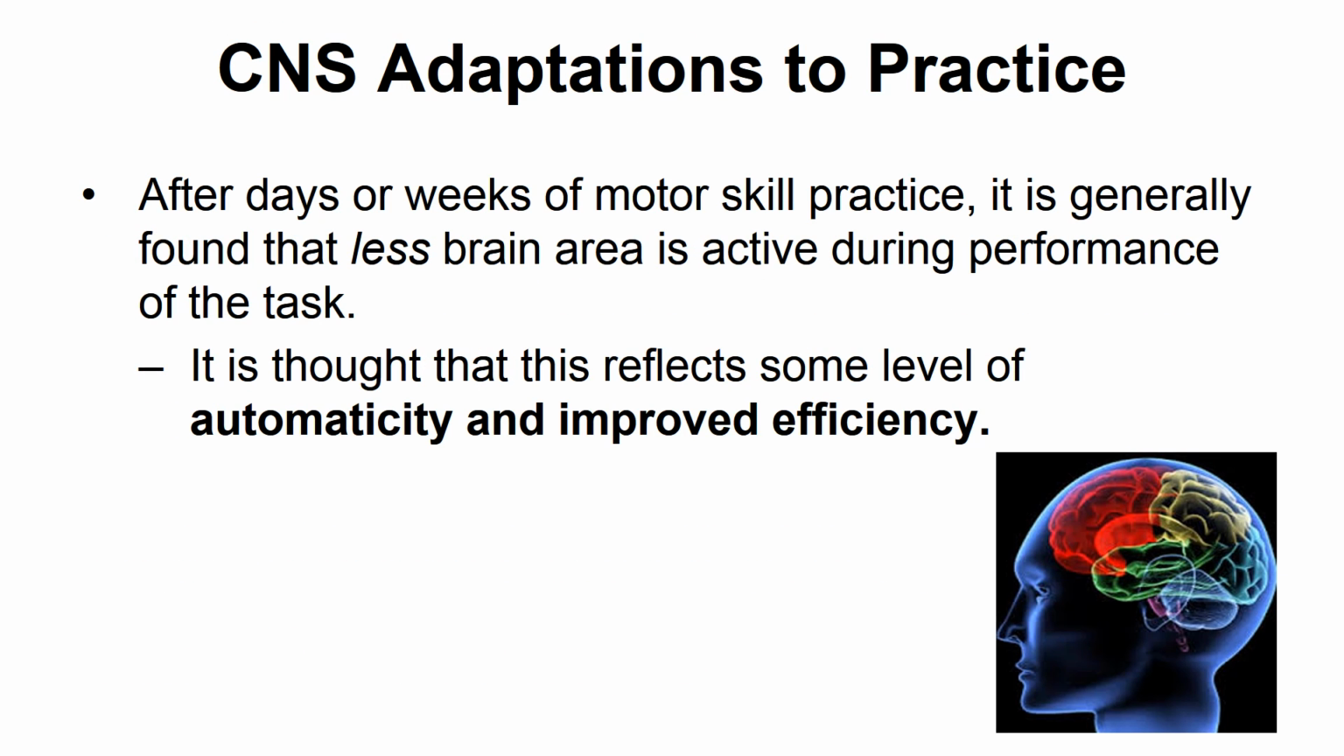Now, as an athlete gets more proficient, it's not actually more brain that is used to control an activity. In fact, it's the opposite. The brain becomes much more efficient, and that automaticity begins to develop. And so a smaller area of the brain is one of the central nervous system's adaptations to practice.